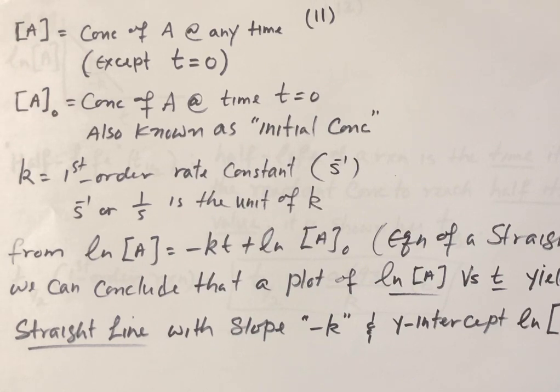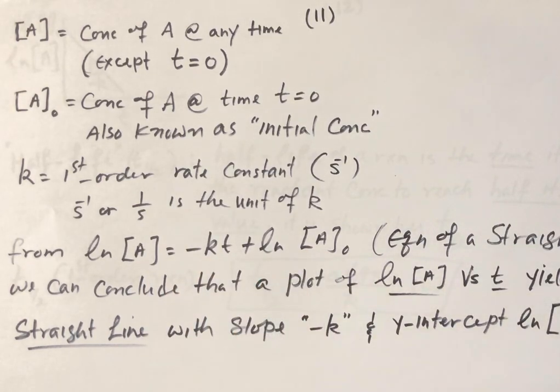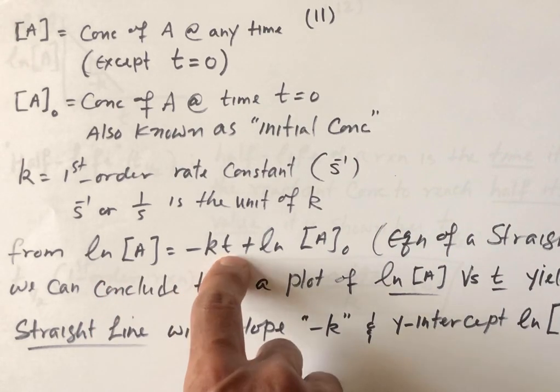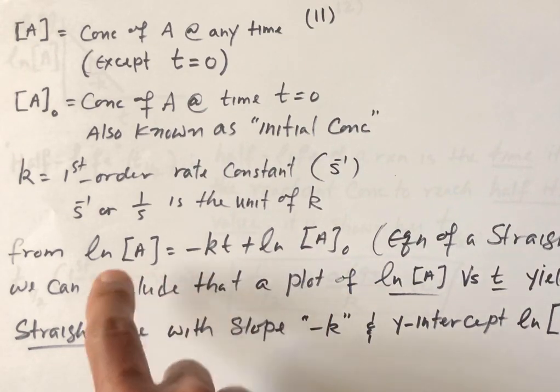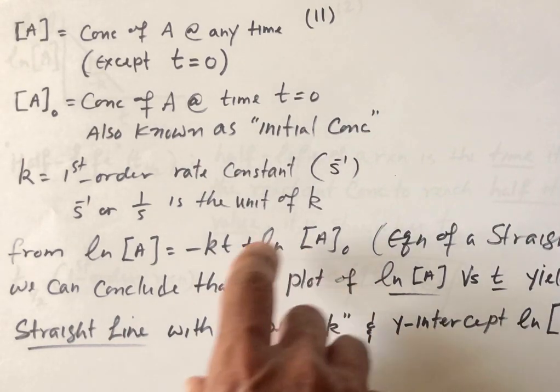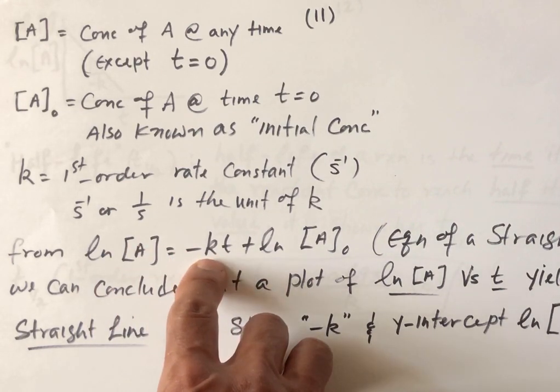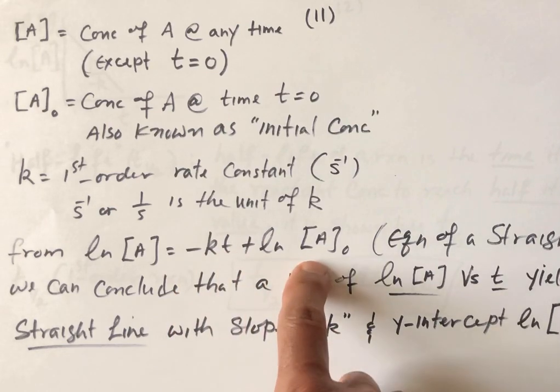Now, we also note that this equation here represents the equation of a straight line. So it's a linear equation, y equal to mx plus b, where y and x are the variables, and m is the slope, and t is your variable as well. Okay, so basically this is the intercept, this is the variable. So ln A is plotted versus t to give you a slope, a negative slope of negative k, with the intercept of natural log of A0.